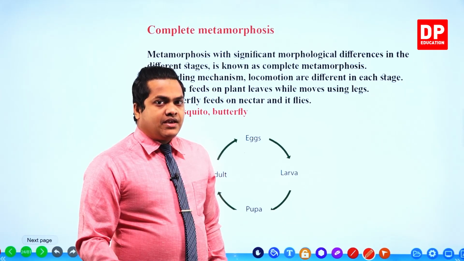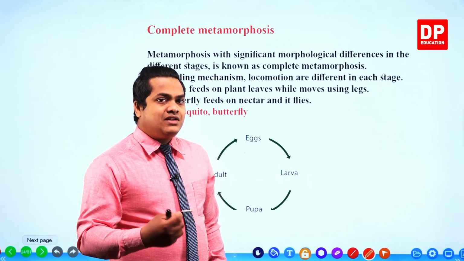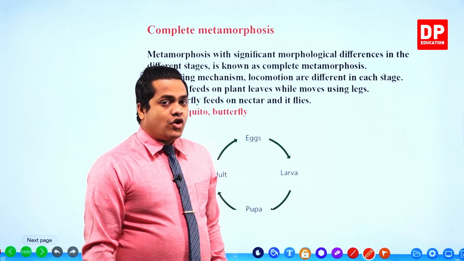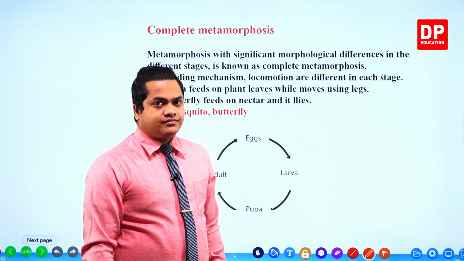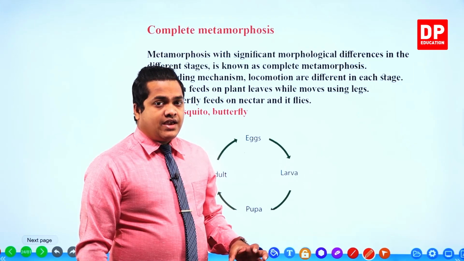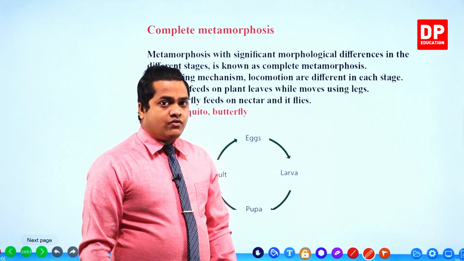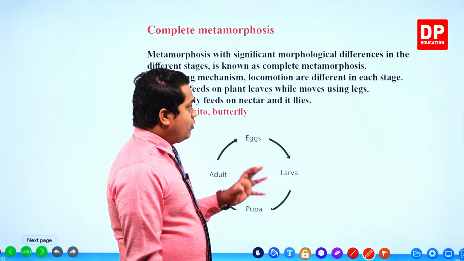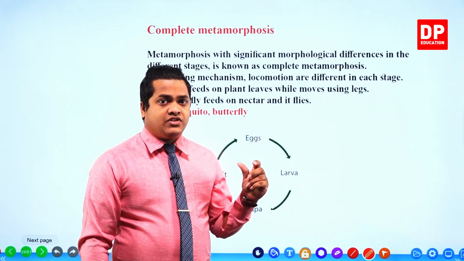Then, if you take the feeding mechanism, the caterpillar is going to feed on tender leaves, right? However, the butterfly is feeding on nectar. So the feeding mechanism is also changed, and the butterfly has a small structure called the proboscis, with which it can suck nectar out of flowers. However, those structures cannot be observed within the larval stage of the butterfly, which is called the caterpillar.